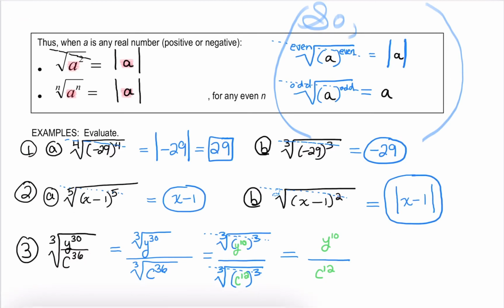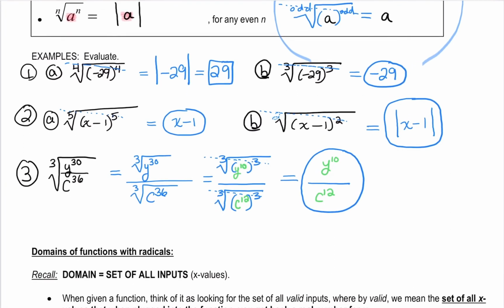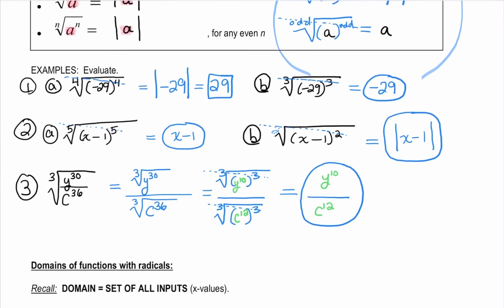So you could have something like this with either an even or odd index and power, where you may or may not need the absolute value bars. Here we did not. All right, so our last topic of this section, which I'll come back to in the next video, is domains of functions with radicals. So we'll come back to that next time.